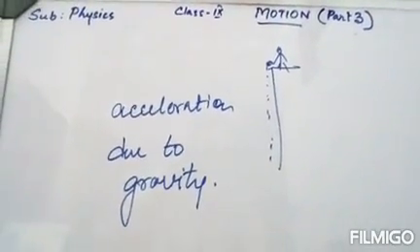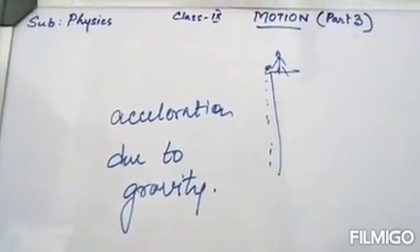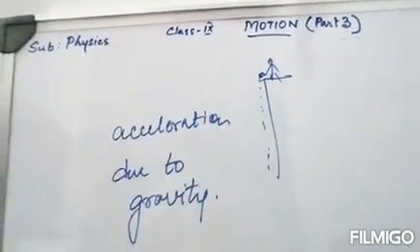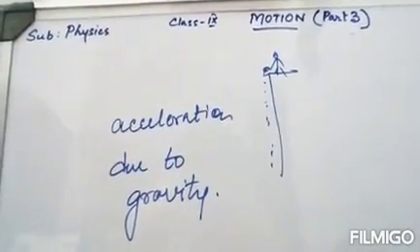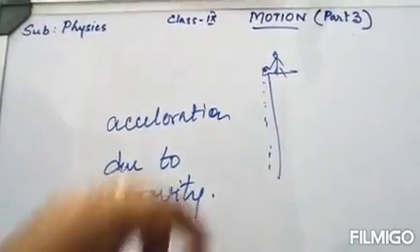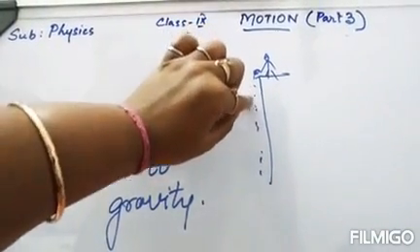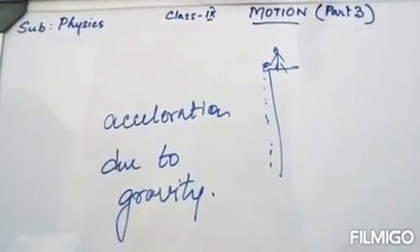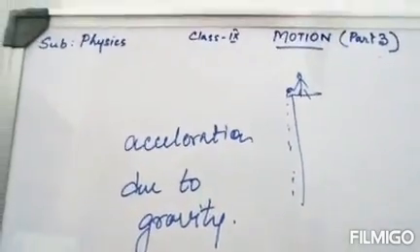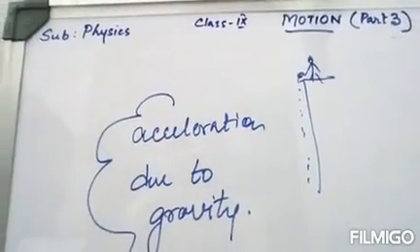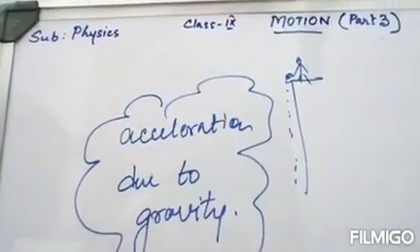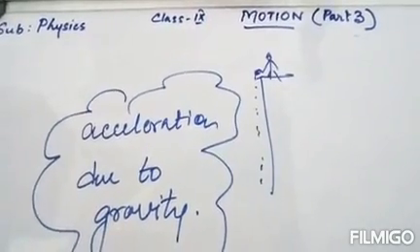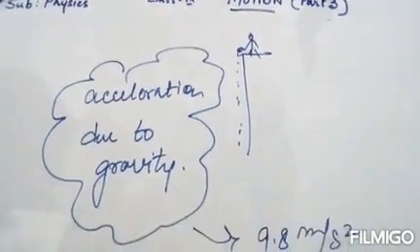And this is a situation when a body is falling from a certain height, its velocity will increase in equal interval of time. So this is known as acceleration due to gravity, and its value is 9.8 meter per second square.